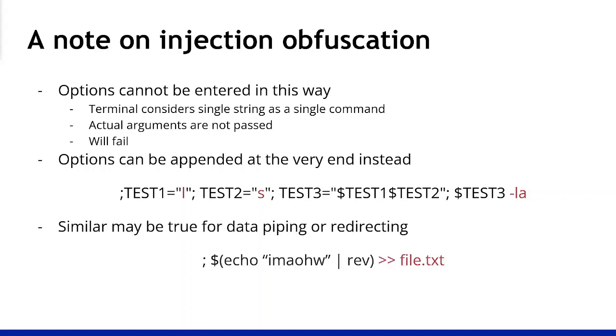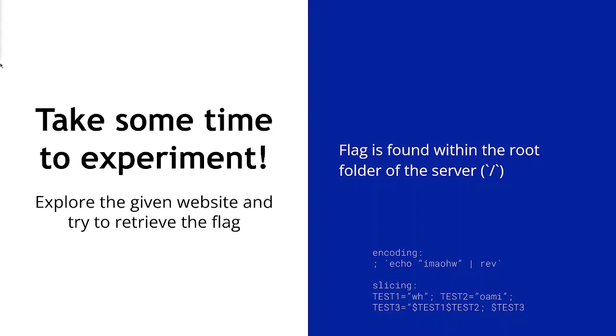A very similar thing happens when it comes to data piping. In most cases, I find using an encoded pipe or an encoded greater than icon here would also cause the command to fail. So with that, maybe try to get the flag.